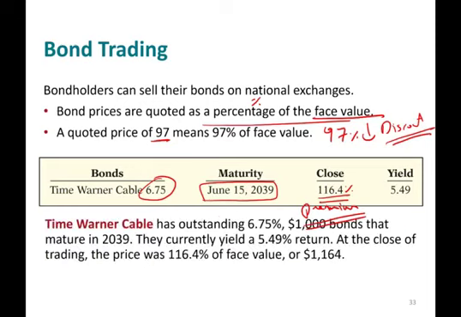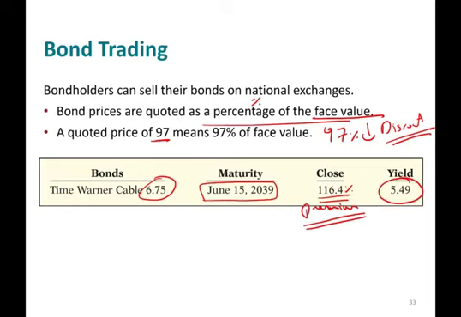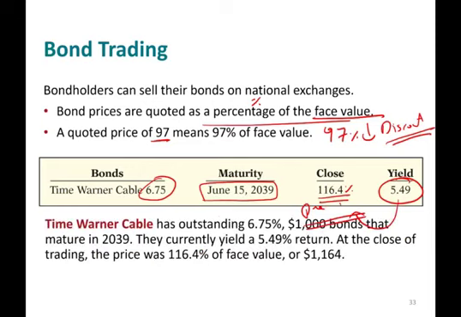And yield means if you buy this bond today, you will earn 5.4%. Now, how do you know you'd earn 5.4%? We'll see that later, based on your cash versus what you pay today. But don't worry about the yield now. So this is Time Warner Cable, which has an outstanding 6.5%, $1,000 bond that matures in 2039. It currently yields 5.49, so if you buy it today, your return is 5.49. Why not 6.5? You earn 6.5 if you bought the bond at 100. You're paying more than 100. You're paying 116.4. Therefore, your return is lower.